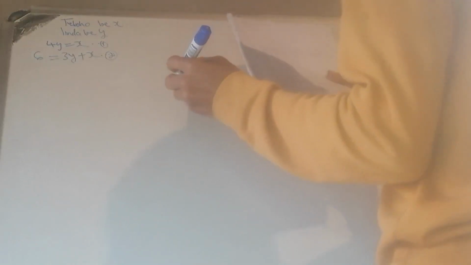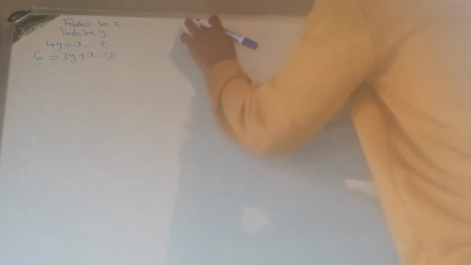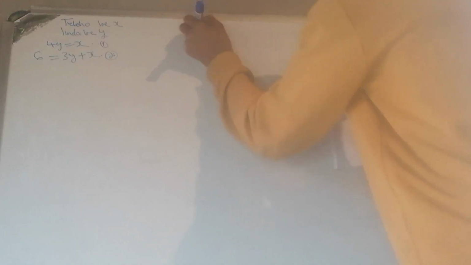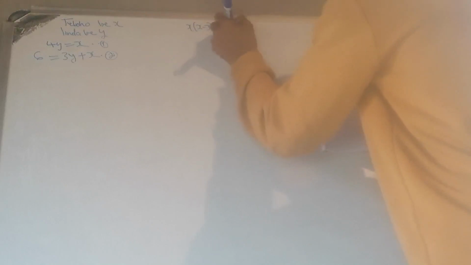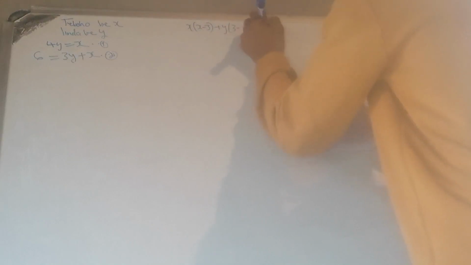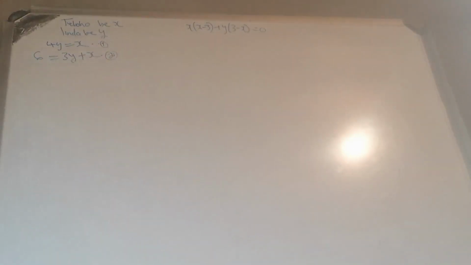Solve simultaneously for x and y. x into x minus 3 plus y into 3 minus x is equal to 0. 4 marks. Solve simultaneously for x and y. Page 10.